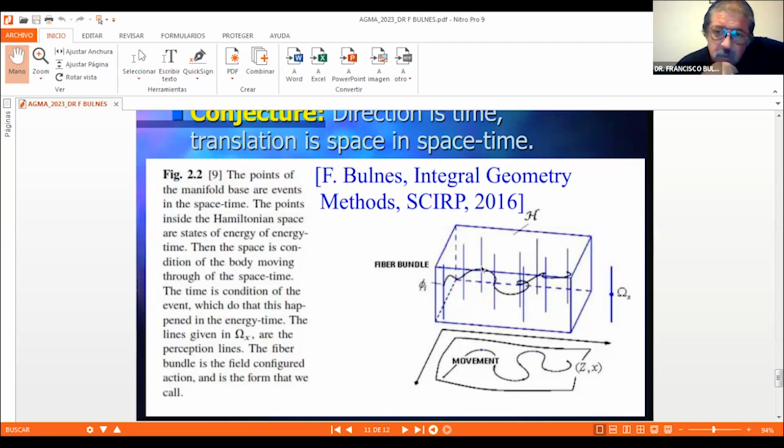some example in low dimensions of what happened in the Fukaya category, derivative category obtained. The time is condition of the event, which does that this happened in the energy time. The lines given in omega sub x, and the perception lines. These lines are the fibers. The fiber bundle is the field configured action and is the form that we call. Thank you.